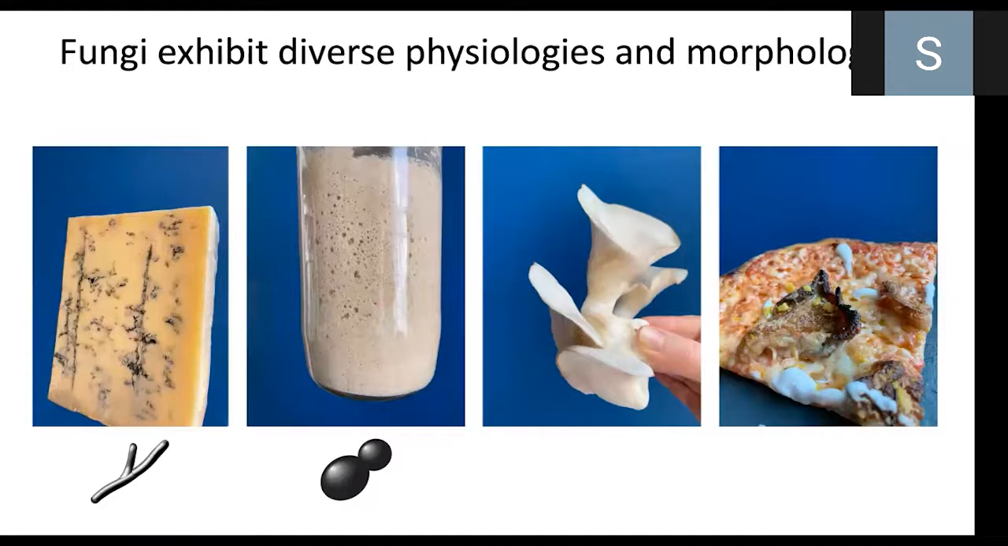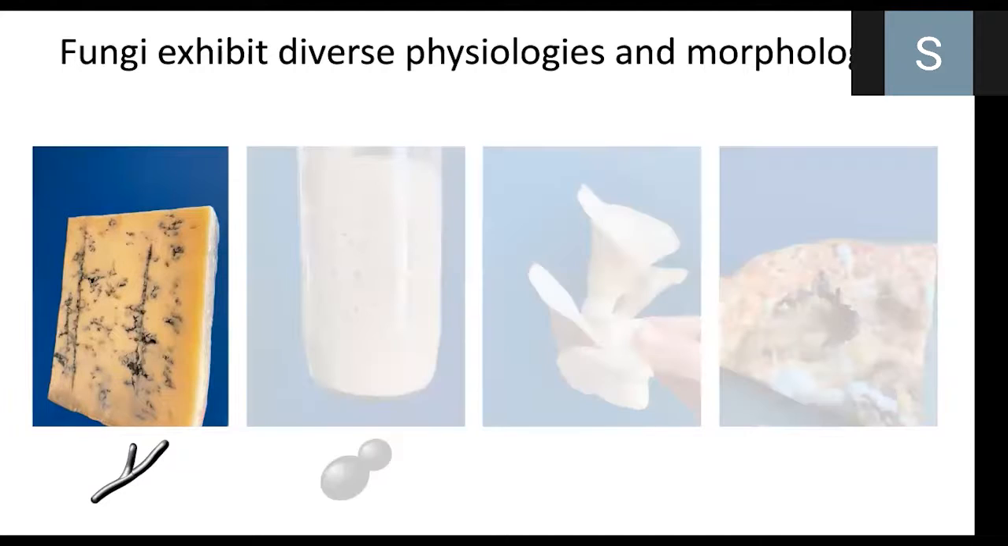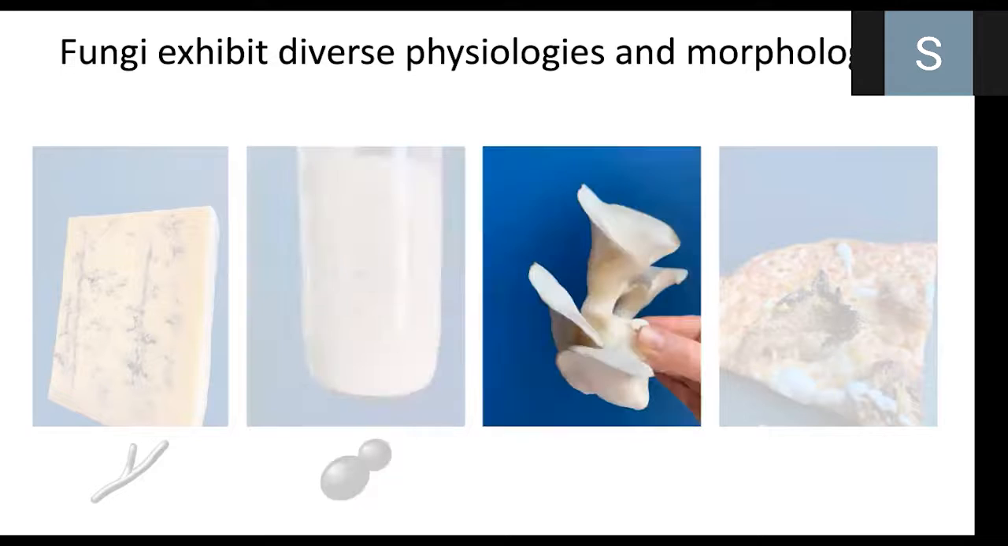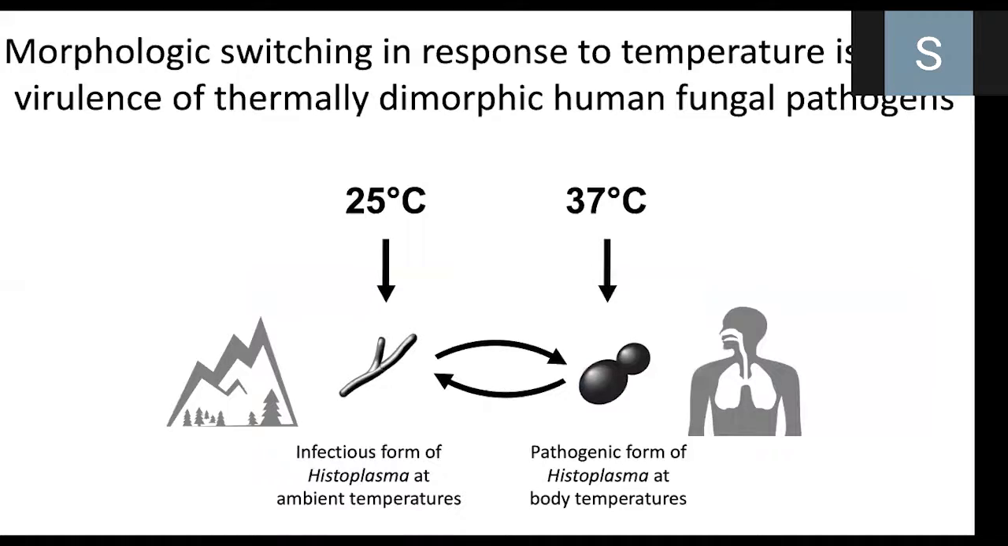Fungi exhibit diverse morphologies and physiologies. For example, some fungi grow as mold, as you might see, for example, in blue cheese. Mold looks a bit stringy under a microscope. Some fungi grow as yeast, as you might see in a sourdough starter, for example, which looks a bit like this under a microscope. And some fungi grow as mushrooms. Some fungi, however, can exhibit multiple morphologies or shapes.